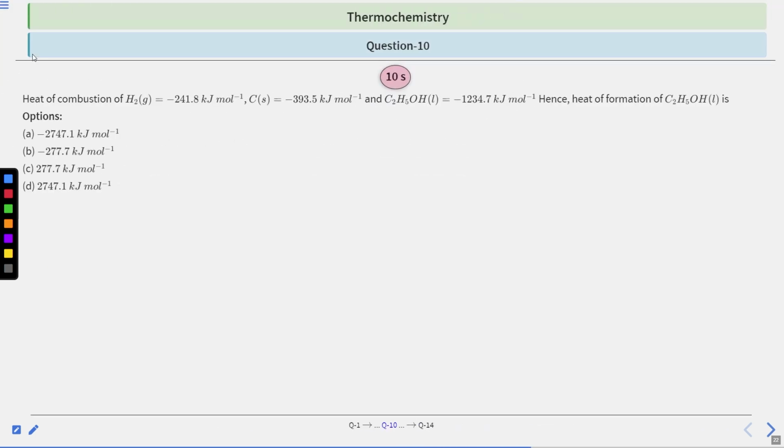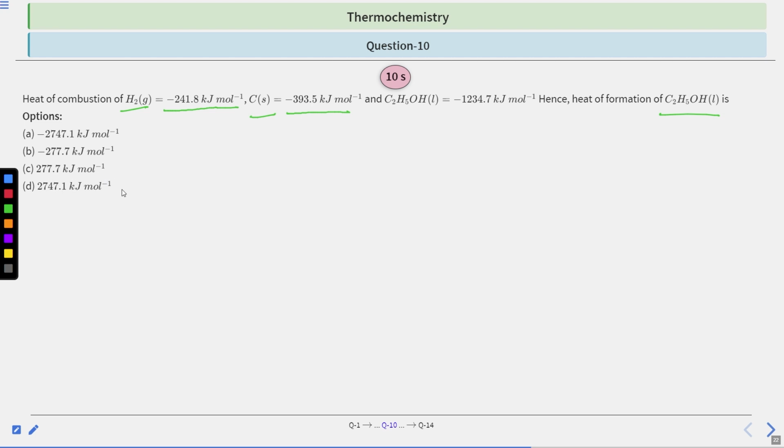Moving to question number 10. Heat of combustion of H2 is minus 241.8 kilojoule per mole. For carbon, it is minus 393.5 kilojoule per mole, and for ethanol, it is minus 1234.7 kilojoule per mole. Hence, heat of formation of ethanol in the liquid state is. So options are minus 2747.1 kilojoule per mole, minus 277.7 kilojoule per mole, 277.7 kilojoule per mole, or 2747.1 kilojoule per mole.